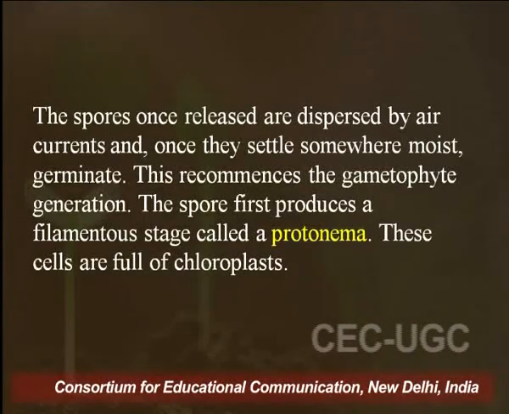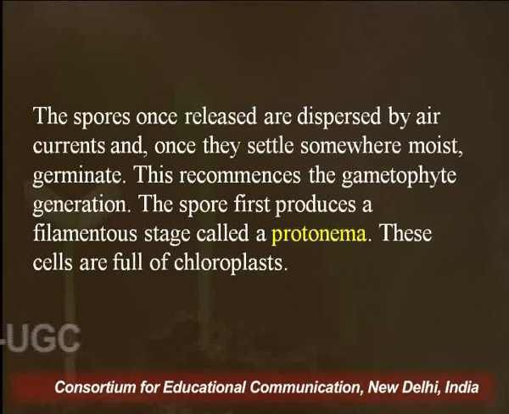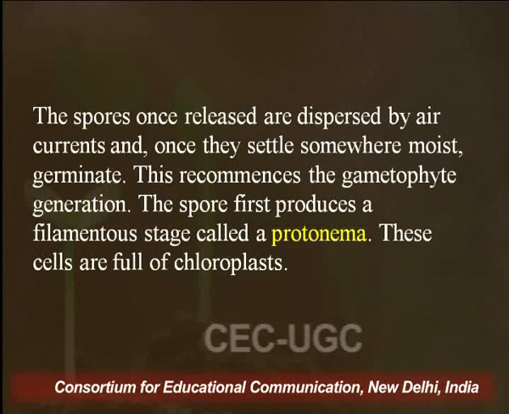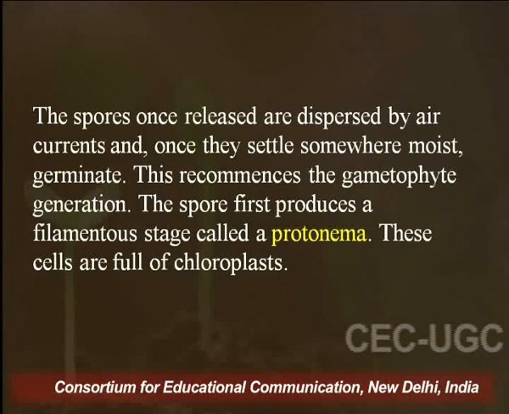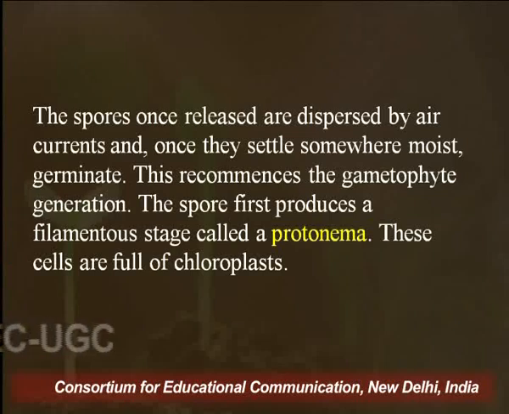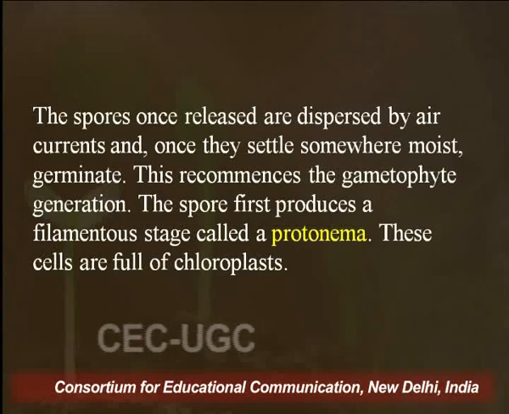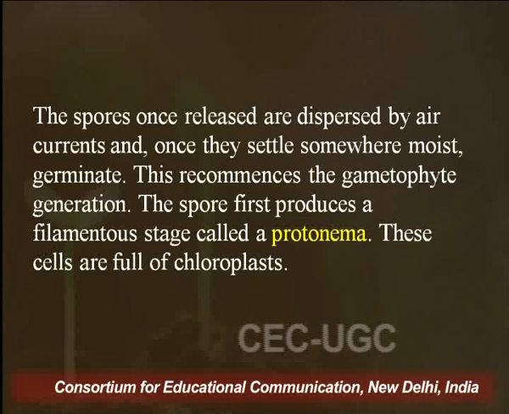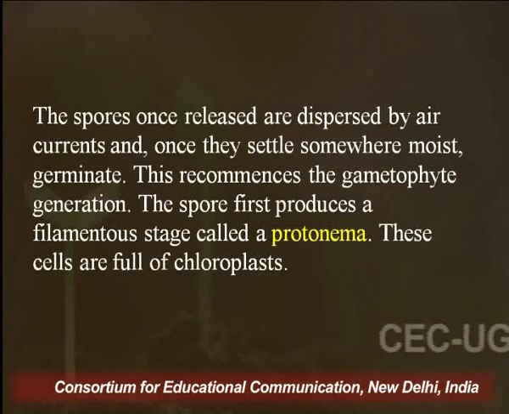Now the spores, once released, are dispersed by air currents, and once they settle somewhere moist, they germinate. This recommences the gametophyte generation. The spore first produces a filamentous stage called protonema, and these cells are full of chloroplasts.